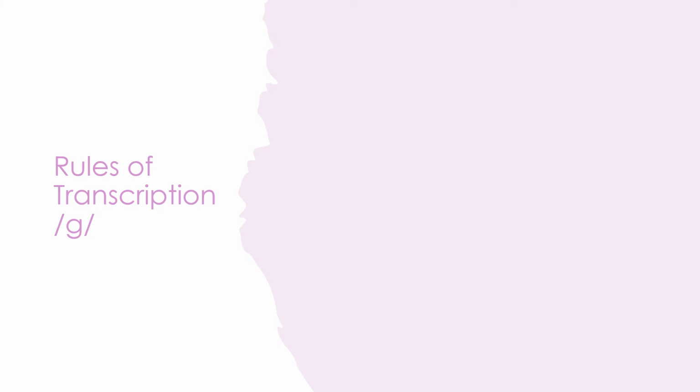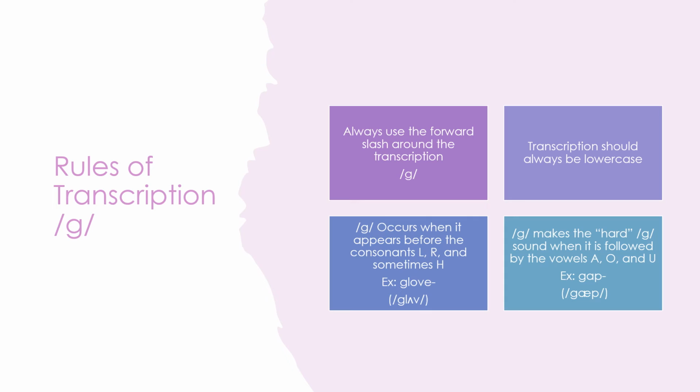Moving on to rules of transcription for G. You always want to make sure that you use the slashes around the transcription, just like when you're transcribing K. You do the same for G. And it's the same thing here. The G sound is the lowercase g, so you want to make sure that you have that lowercase g in those slashes. Down here, we have G occurs when it appears before consonants L, R, and sometimes H.